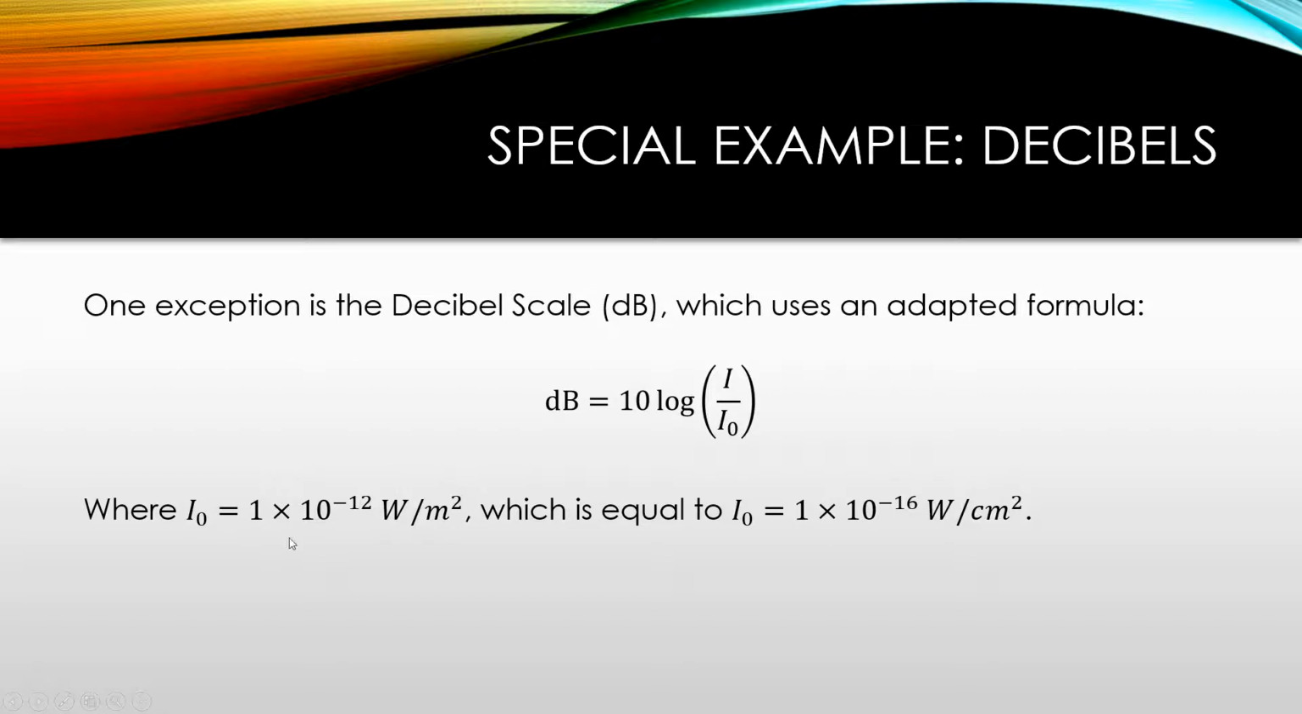Also, I'm going to go ahead and tell you this. The I0, the threshold of significance, in my engineering days, we always did watts per square meter, 1 times 10 to the negative 12. For whatever reason, your author really loves watts per square centimeter, so I've got that there too. But whatever number you need to use, just pick the one where the units agree.